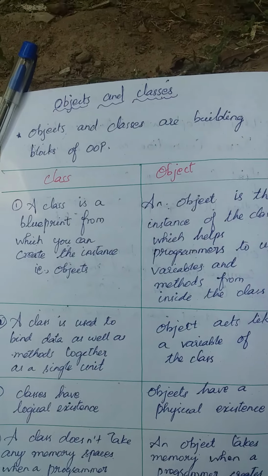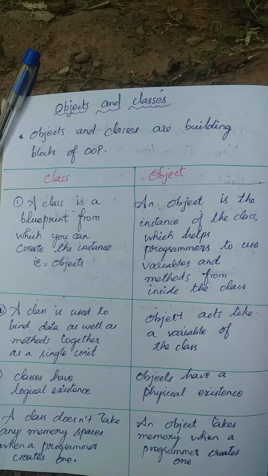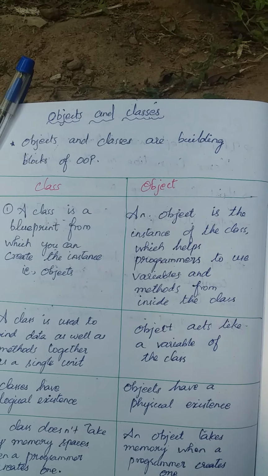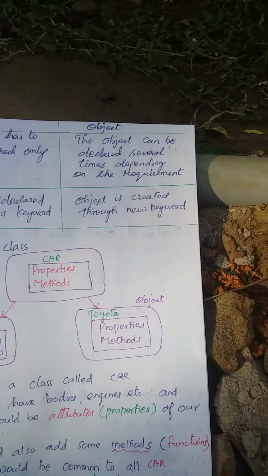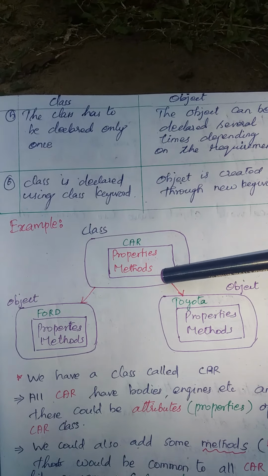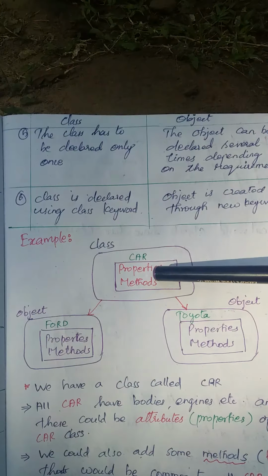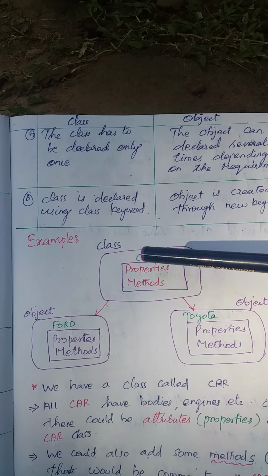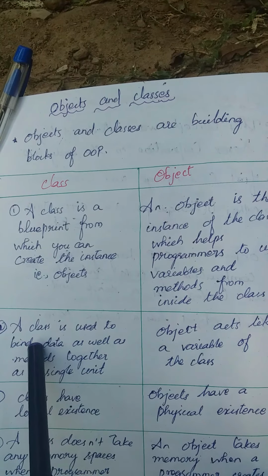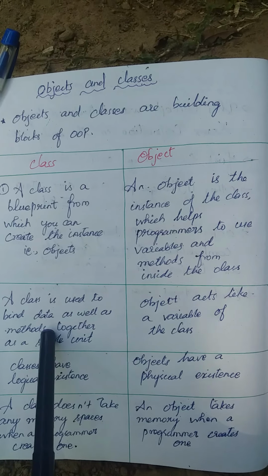The second thing is, a class can be used to bind the data as well as the methods together as a single unit. So let us come to this example. Here this is a class, it binds properties and methods. For properties we give the variables, and we define the methods, we bind them together, and commonly we call this a class. That is, a class binds data as well as methods as a single unit. That concept is called a class.